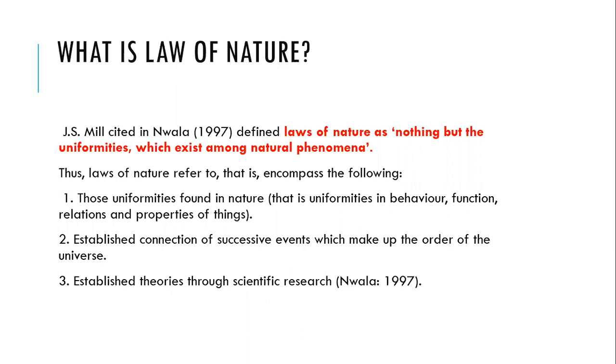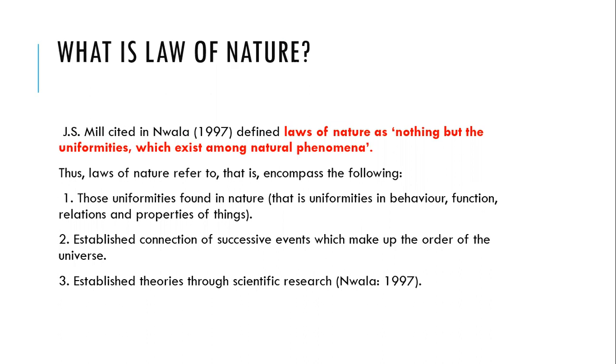For example, day and night is basically predictable. The rainy season and dry season in Africa is basically predictable. Some things are just predictable in nature. You will know definitely that more or less there are laws governing them. So laws of nature refer to those uniformities found in nature: uniformities in behavior, in function, in relations, in properties of things.